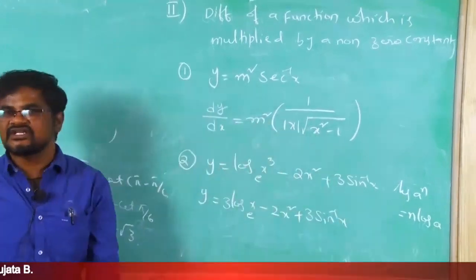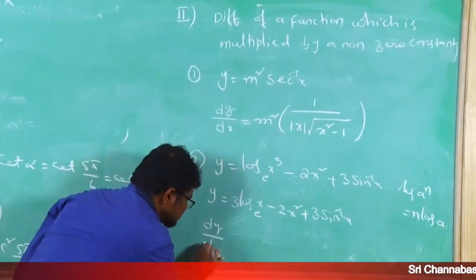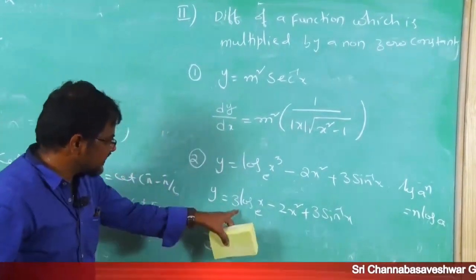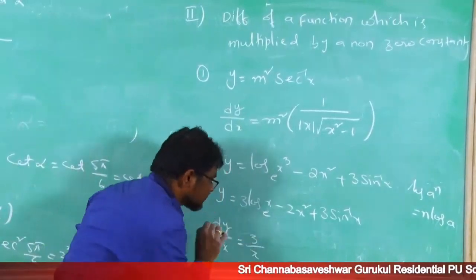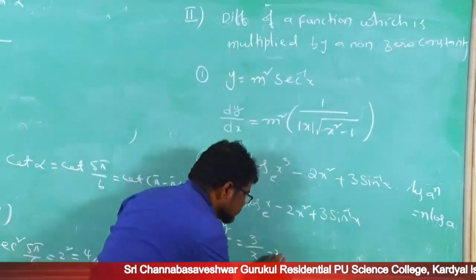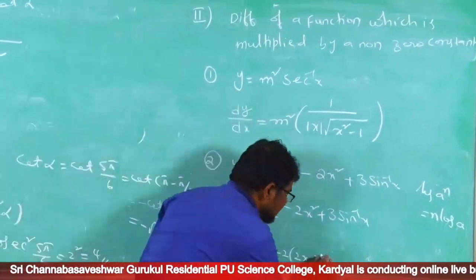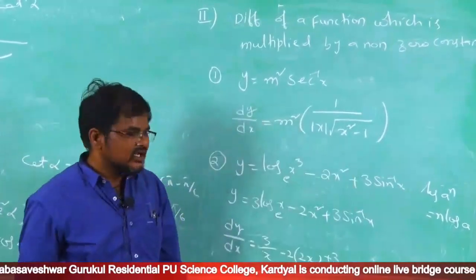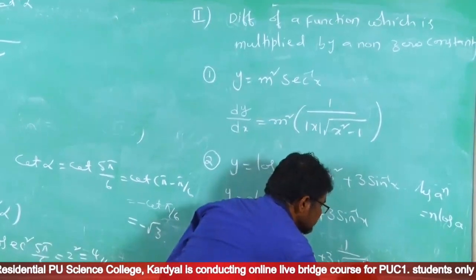Now do the differentiation with respect to x. Now dy by dx equals 3 into differentiation of log x, which is 1 by x, means 3 by x you will get, minus 2 as it is, because the scalar multiple 2 stays, differentiation of x square is 2x, and the scalar multiple 3 as it is, differentiation of sin inverse x is 1 by root of 1 minus x square.